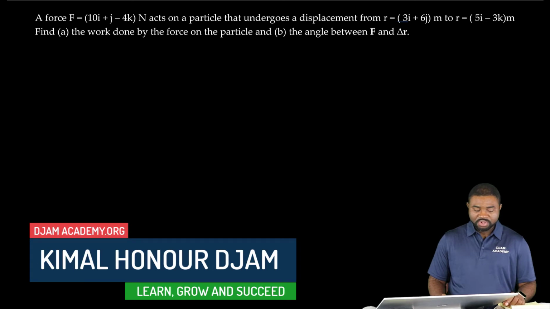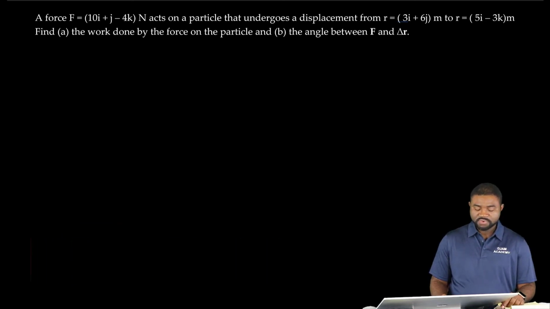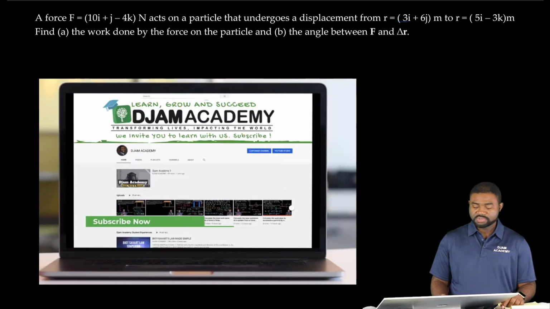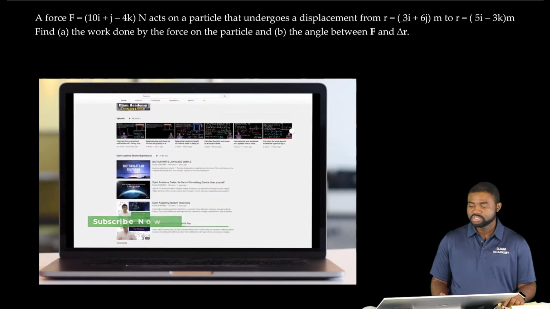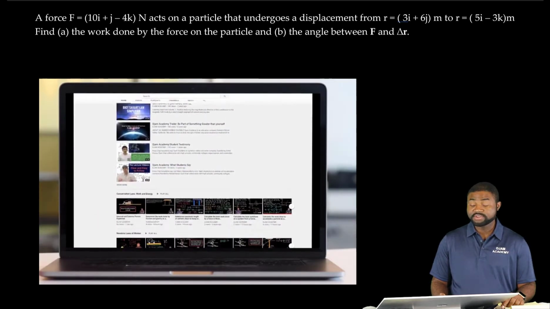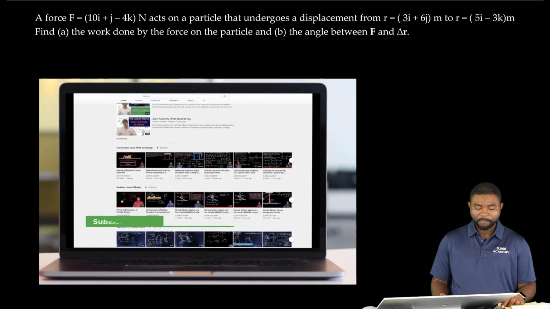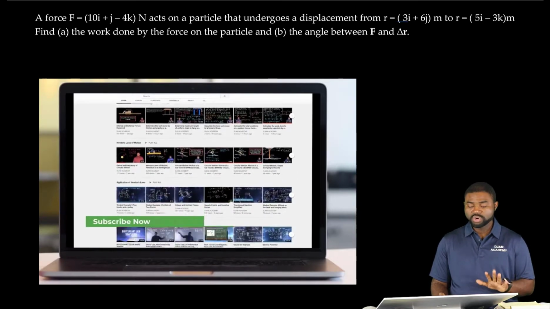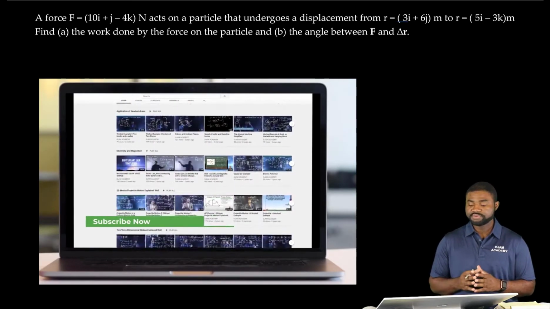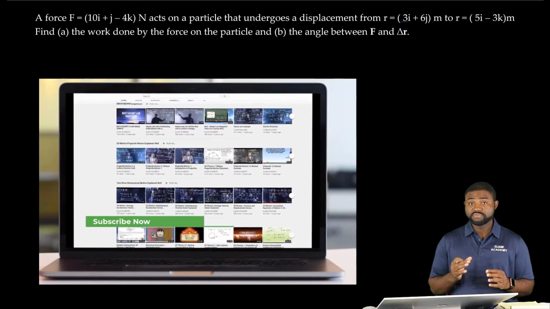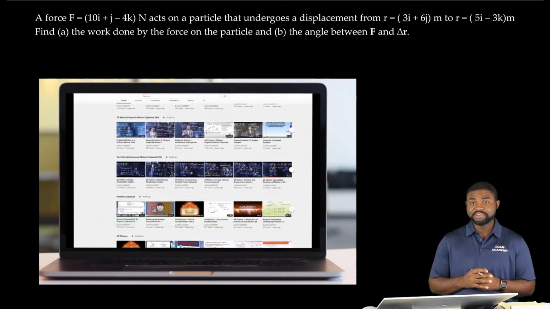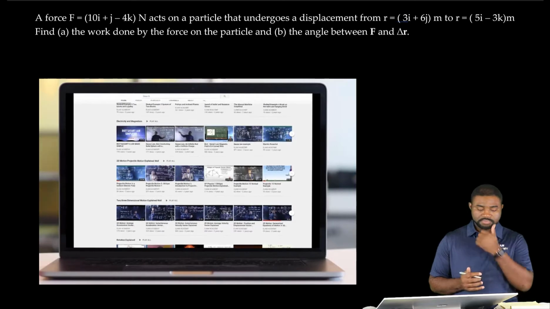In this example, a force given by 10i + j - 4k newtons acts on a particle that undergoes a displacement from r = 3i + 6j to r = 5i - 5k meters. We've been asked to calculate the work done by the force on the particle and the angle between the force and the displacement of the particle. This is quite a beautiful problem.